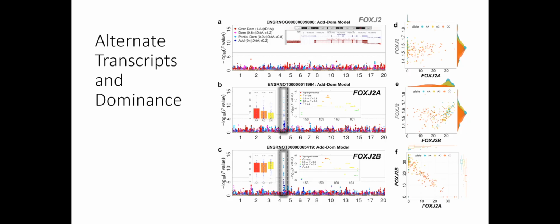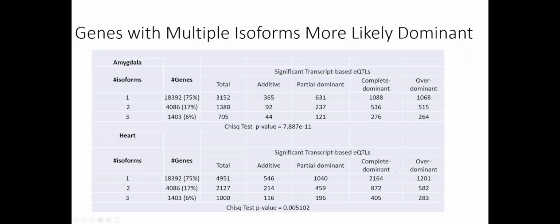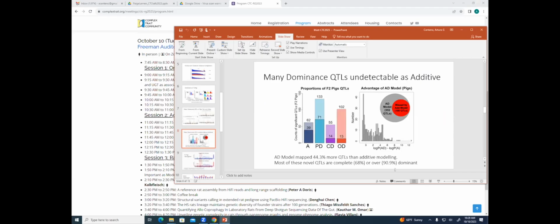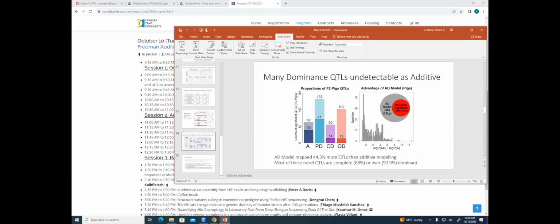I mean, we see this for many genes. And we've color coded the genotypes here, so you can see how our SNP genotype influences expression. So in this case, if you're an AA homozygote, basically you get 0 expression of FOXJ2A, and it's all J2B.